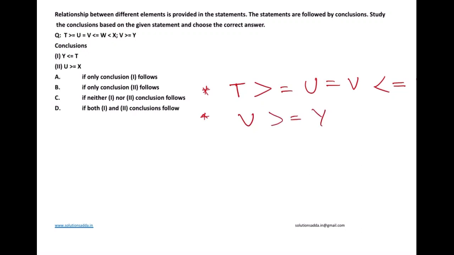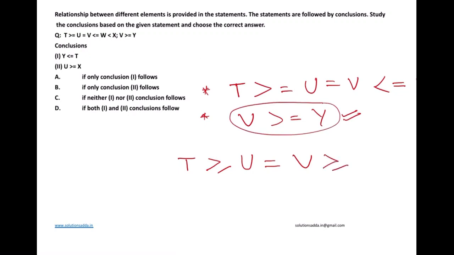Now let us check the first conclusion, Y less than equal to T. Since T is greater than equal to U equal to V, and from the second statement, V is greater than equal to Y, so we put it here and make the combined statement as T greater than equal to U equal to V greater than equal to Y.